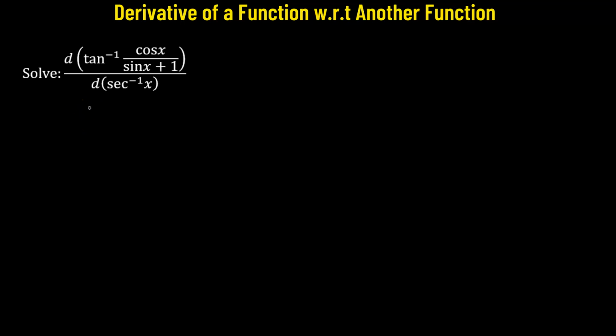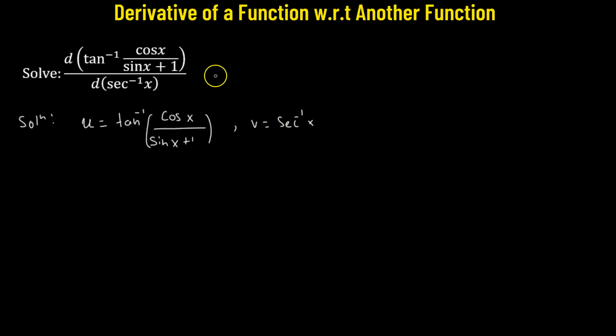Let's find the value of the following derivative. To begin with, we will consider u to be equal to inverse tangent of cosine of x divided by sine of x plus 1, and we'll take v to be equal to secant inverse of x. Our goal is to determine the derivative of u with respect to v, but for that we need the derivative of u with respect to x as well as the derivative of v with respect to x.